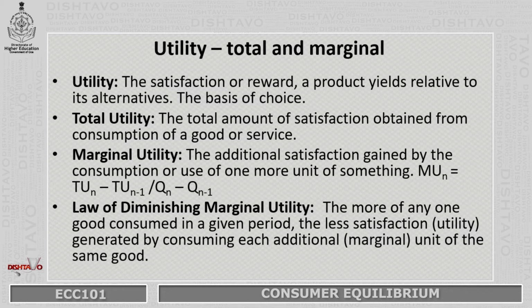The formula is there. You can just look at the table in the previous slide. You can calculate and say that this is my marginal utility: the additional satisfaction I gain by consuming one more unit of a good. Then from this we have the law of diminishing marginal utility, a very important law given by Alfred Marshall. The more of any one good consumed in a given period, the less utility or satisfaction is generated by consuming each additional marginal unit of that same good.